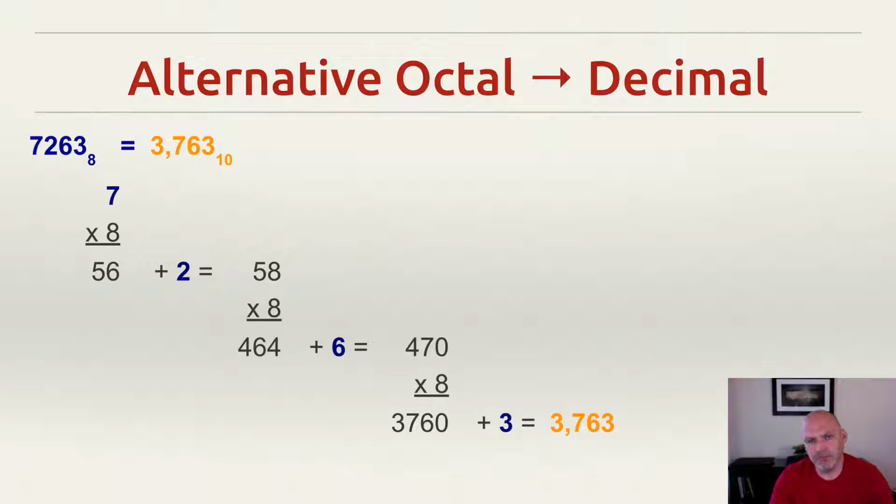Let's look at octal and do the same thing. If I have 7263 in octal and I want to convert it to decimal, I take the first value of the place, which is 7, and multiply it by the base, which is 8, resulting in 56.